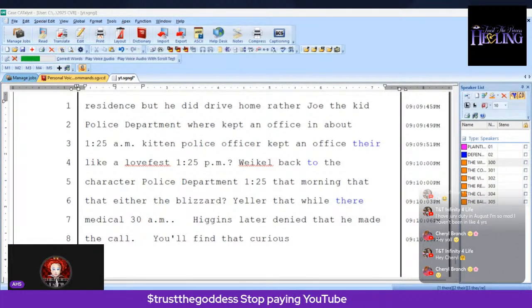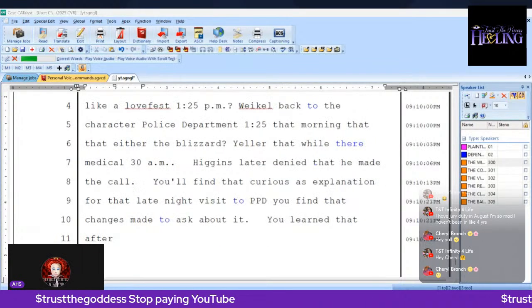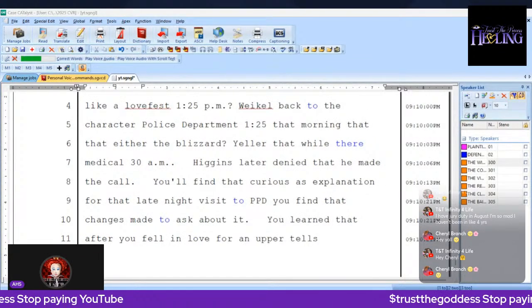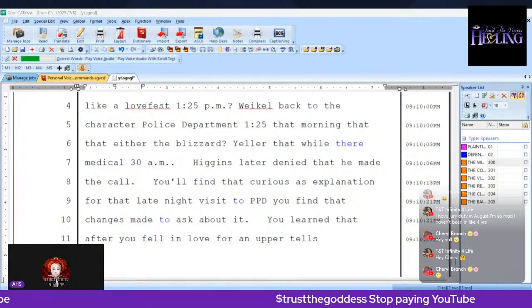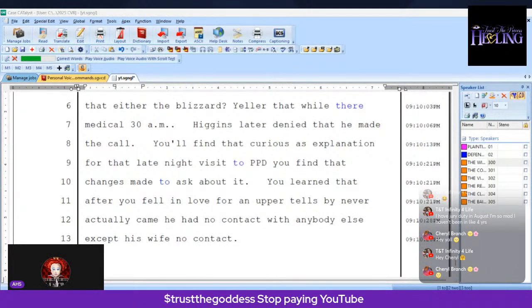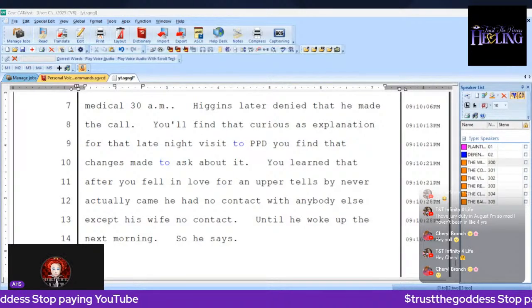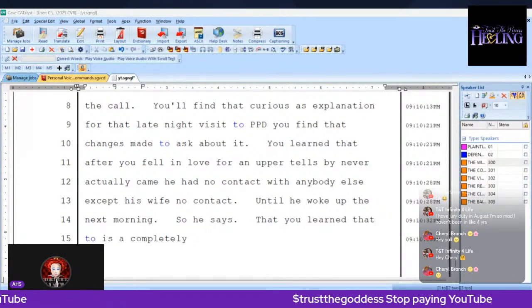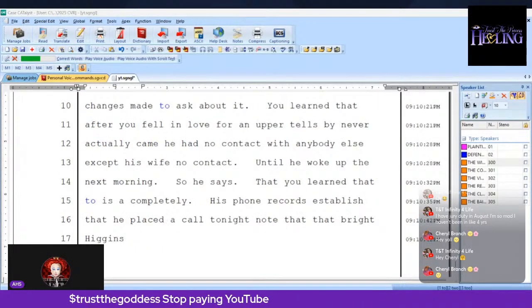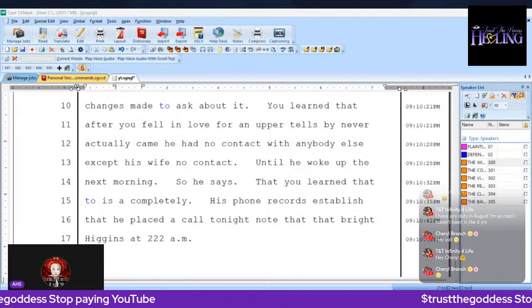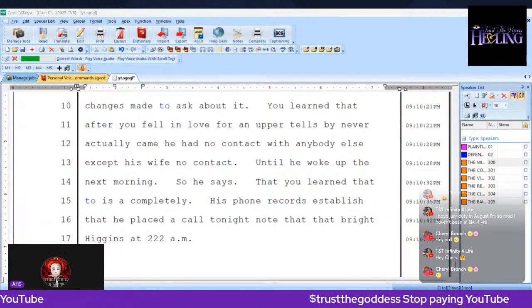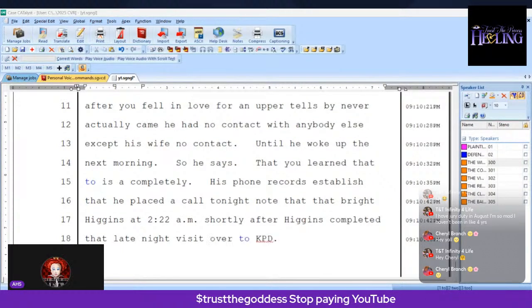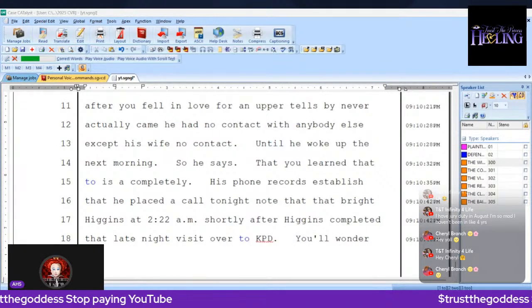You'll learn that after everyone left Brian Albert's house, Brian Albert actually claimed he had no contact with anybody else except his wife. No contact. Until he woke up the next morning. So he says. Then you'll learn that that, too, is a complete lie. His phone records established that he placed a call to none other than Brian Higgins at 2:22 a.m. Shortly after Higgins completed that late-night visit over to Canton PD. You'll wonder, what did they possibly need to talk about at 2:22 a.m.